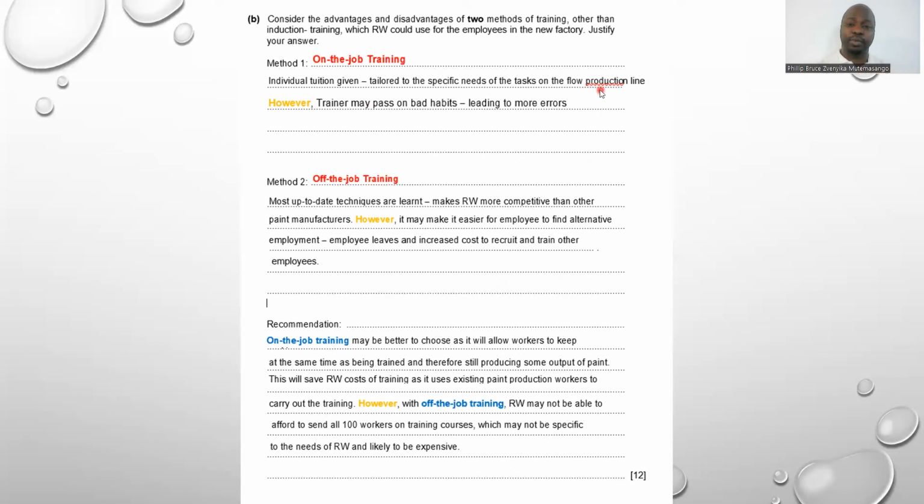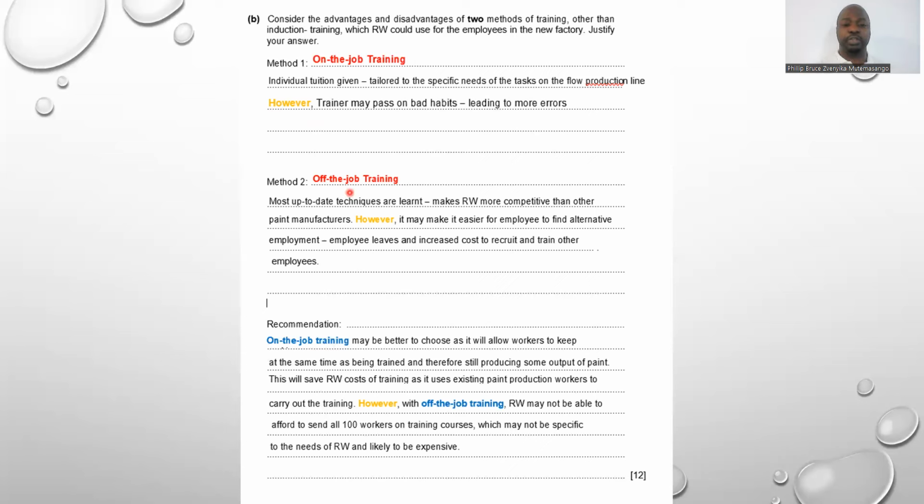The moment you say floor production line, you're going to get a mark as well for APP in such a case. Then, however, trainer may pass on bad habits leading to more errors. So sometimes that particular trainer has been in that workplace for many years, and they're the ones now to provide the training. Their bad habits may as well be passed on to you, and you may end up following their steps, and there will not be any change in what the organization has been experiencing before you joined.